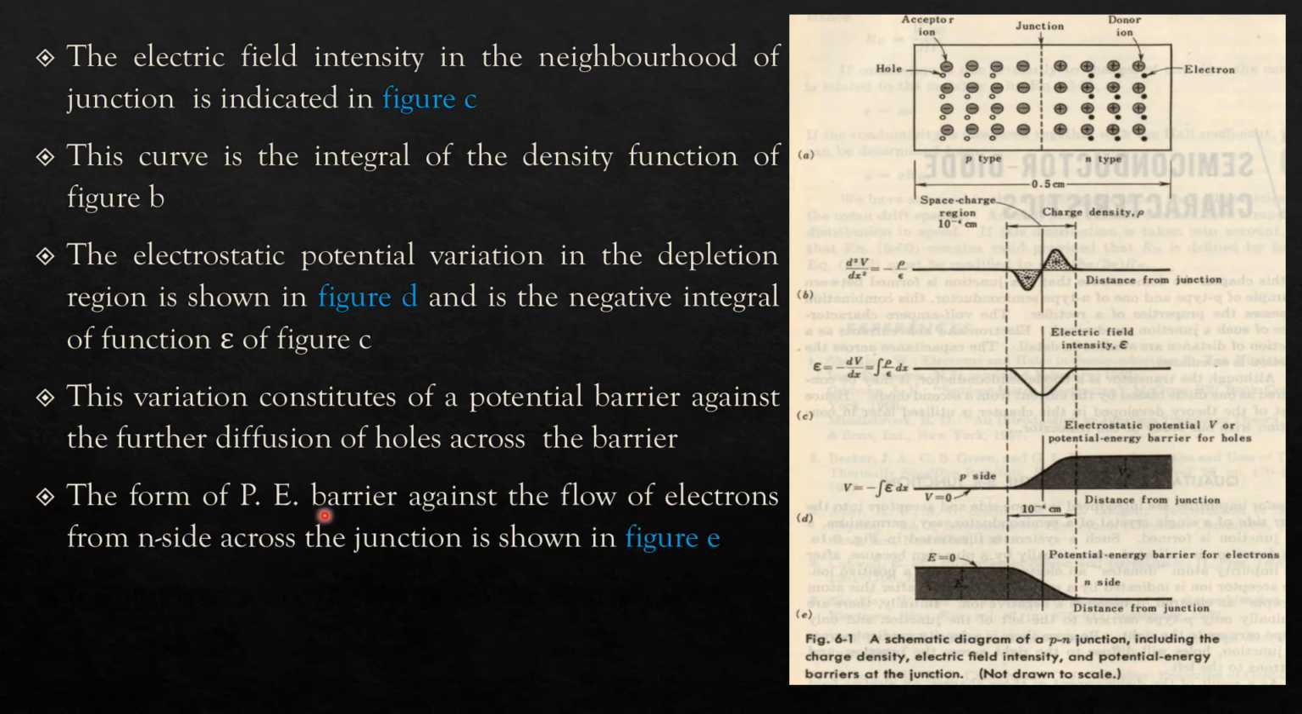The form of the potential energy barrier against the flow of electrons from the N side across the junction is shown in figure E. It is inverted since the charge on the electron is negative. So the electrons will see this barrier as they go from the N side to the P side.